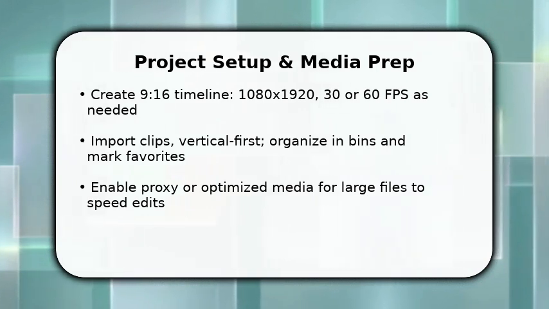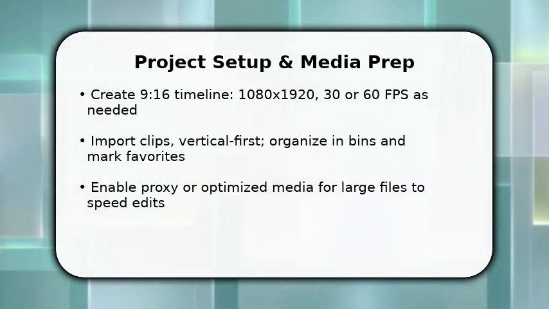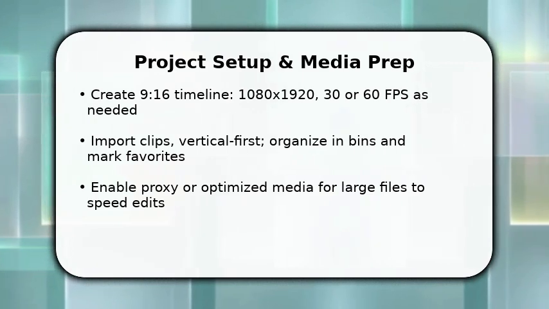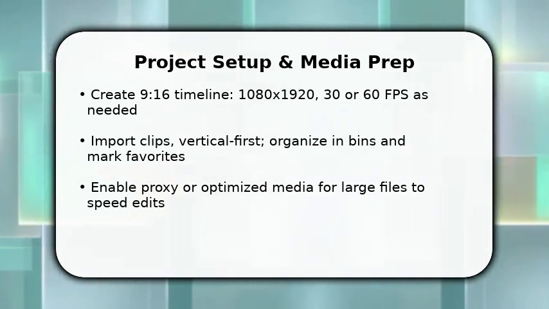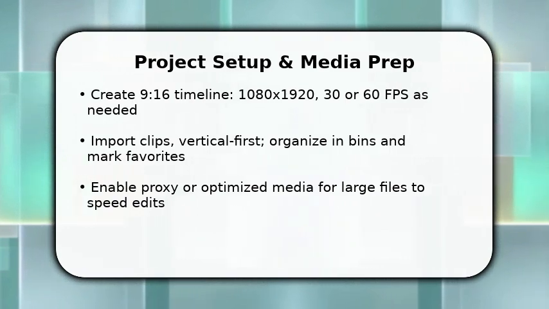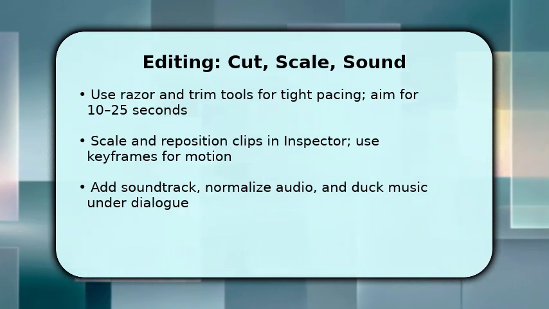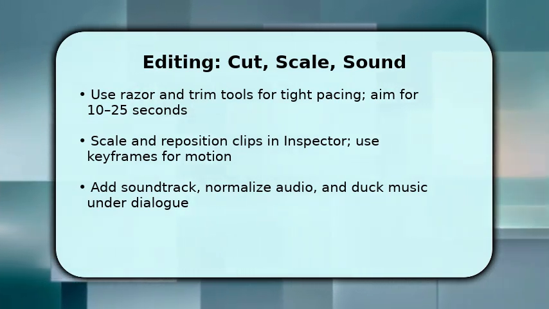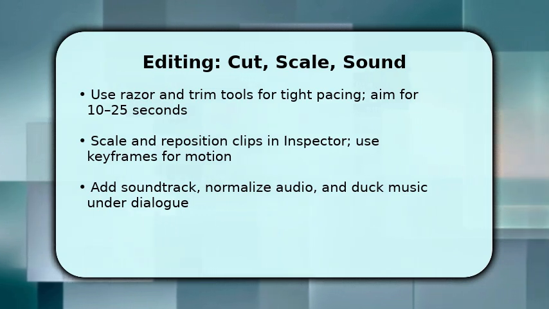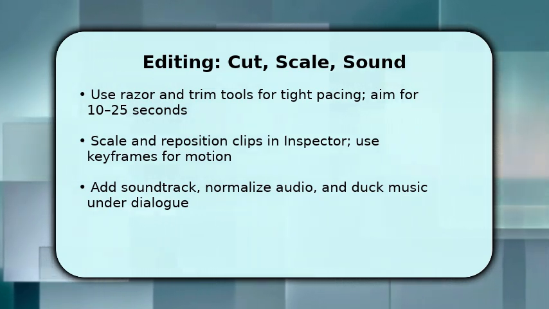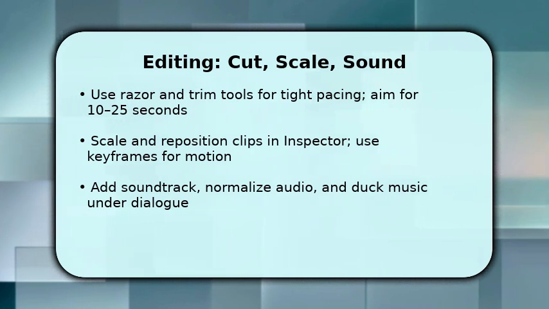If clips are heavy, generate optimized media or proxies to avoid playback stutter, and make sure project frame and timeline frame match before cutting. Now you assemble the short with fast-paced cuts and precise timing so viewers stay engaged. Use the razor and trim tools, then refine transitions, remove pauses, and keep clips between 10 and 25 seconds for punch.